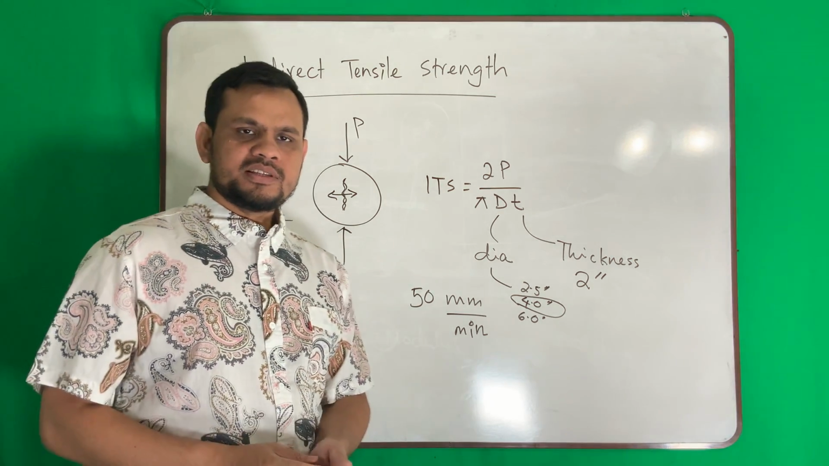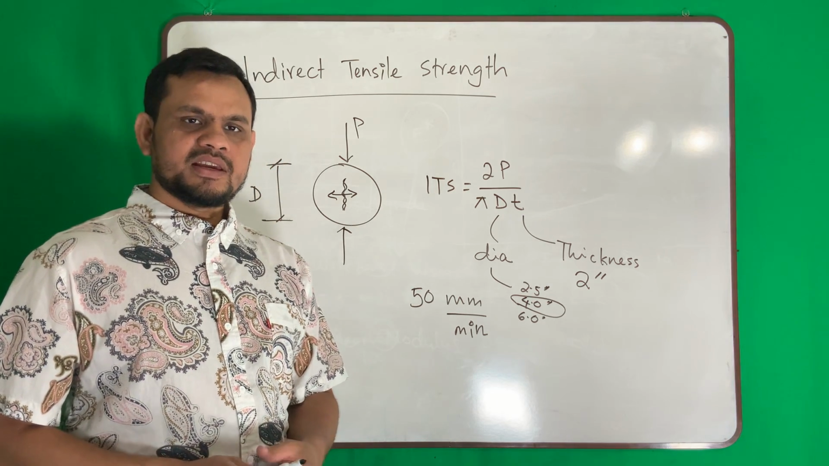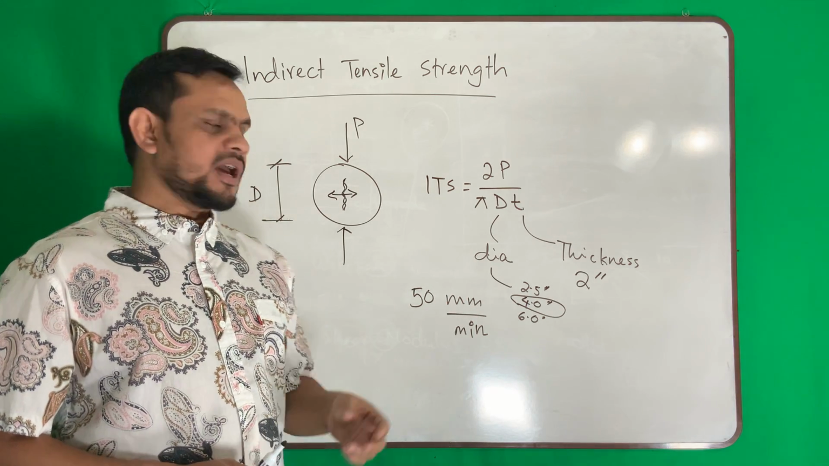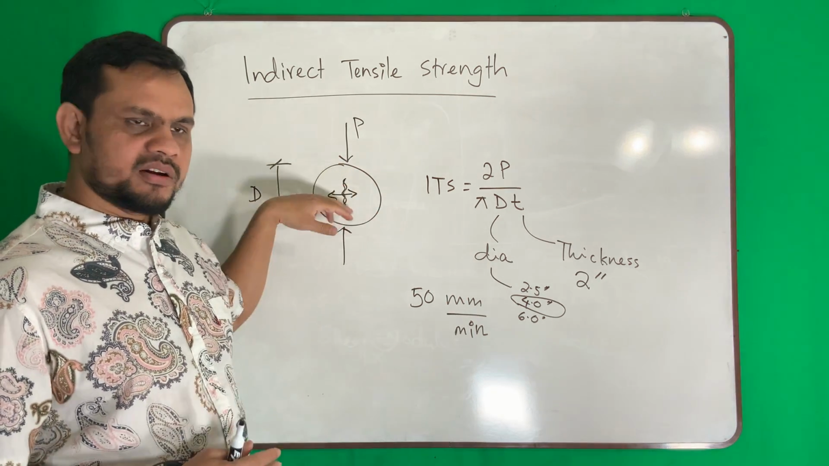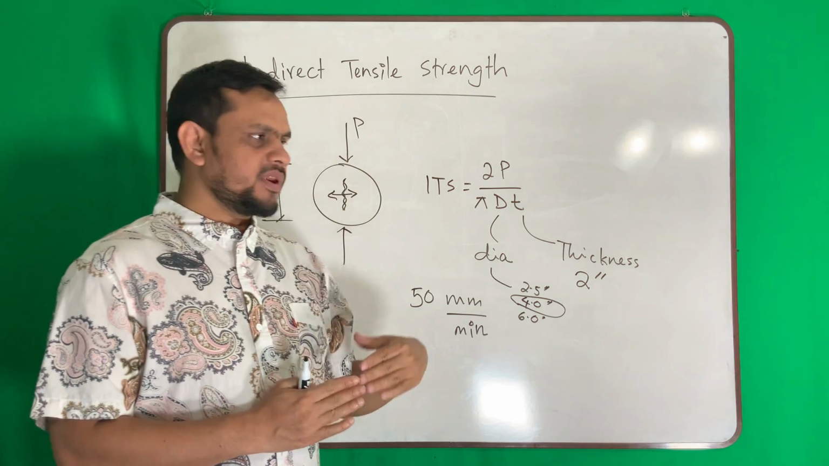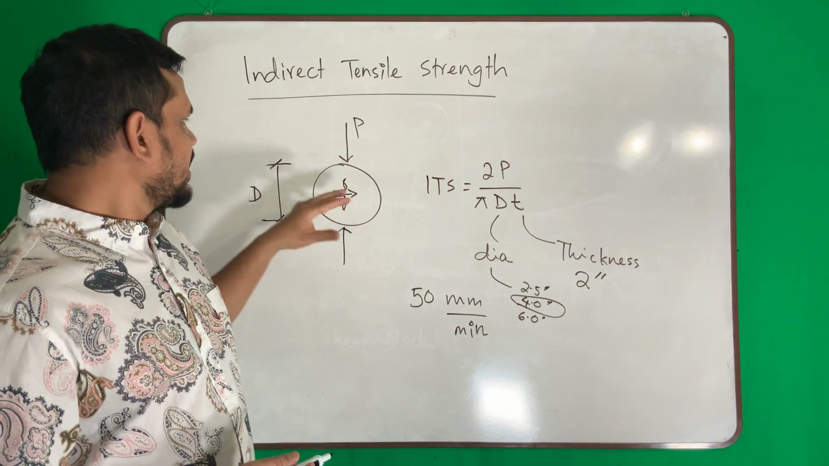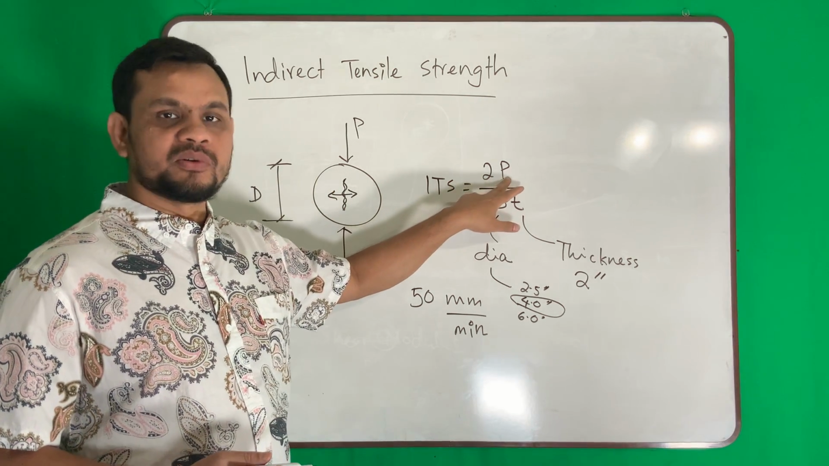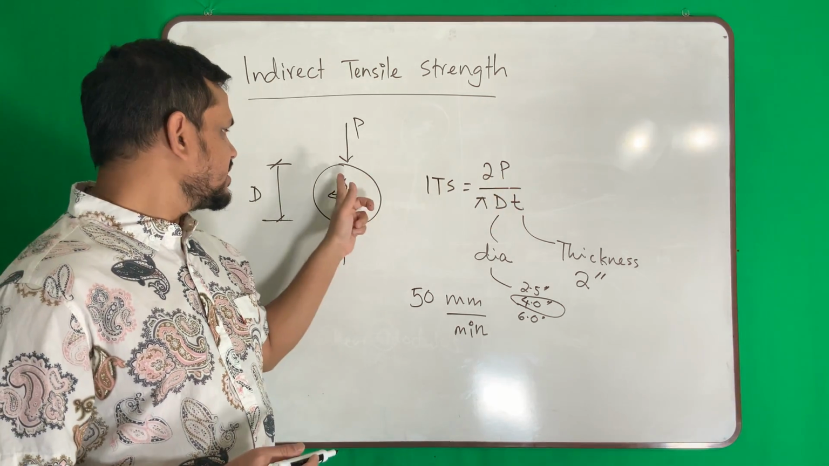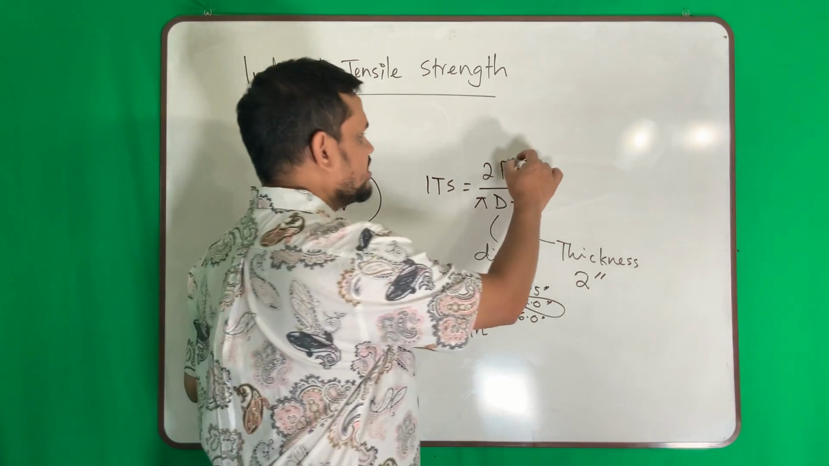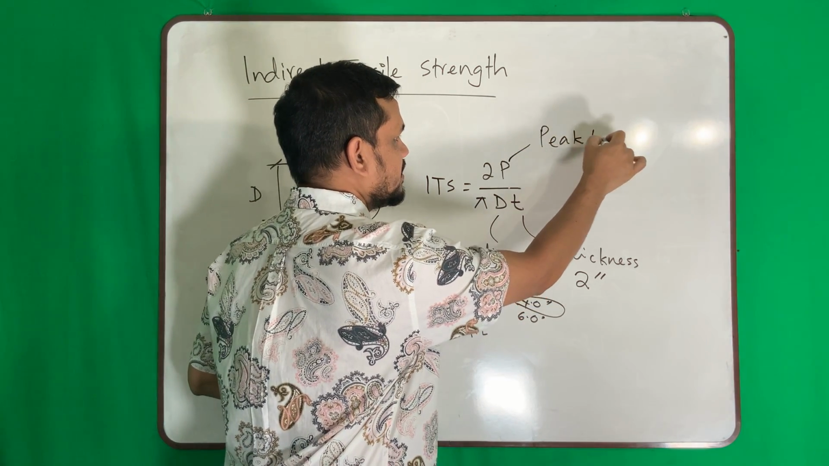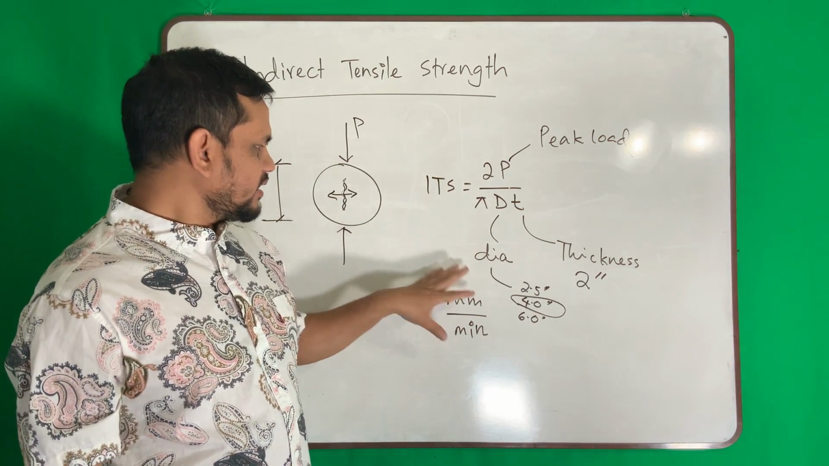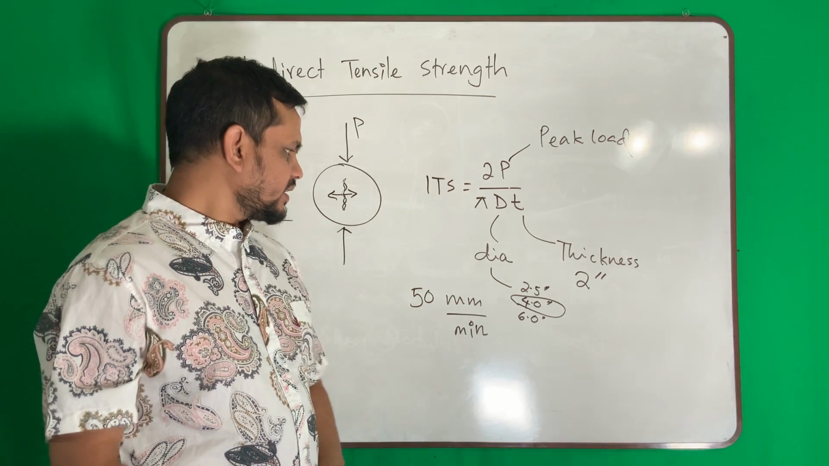Okay, again, what is indirect tensile test? It is a test to determine the tensile strength of asphalt concrete, and we apply load diametrically at this rate, and then determine the peak load. What is the load at which it shows a crack? So this load is peak load, and then we divide by pi d t. Then we will get the indirect tensile strength.